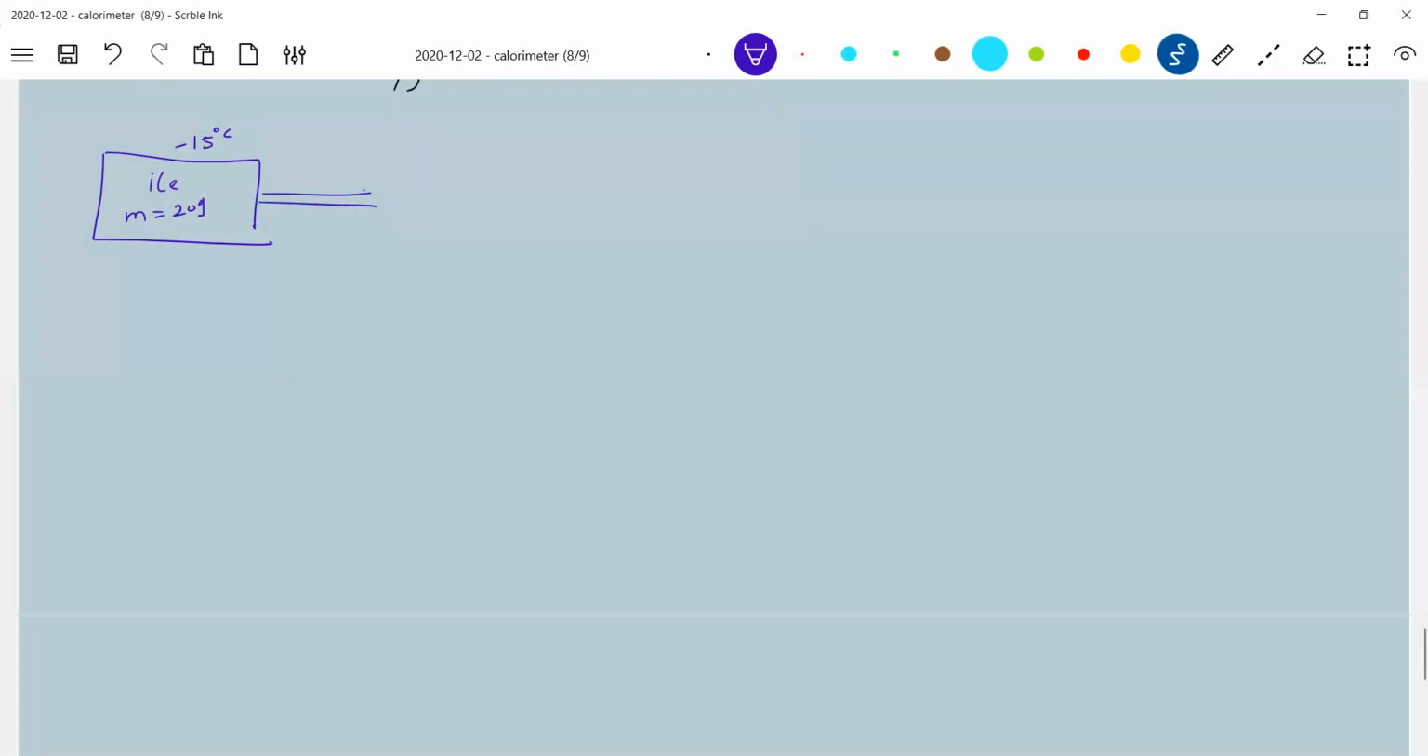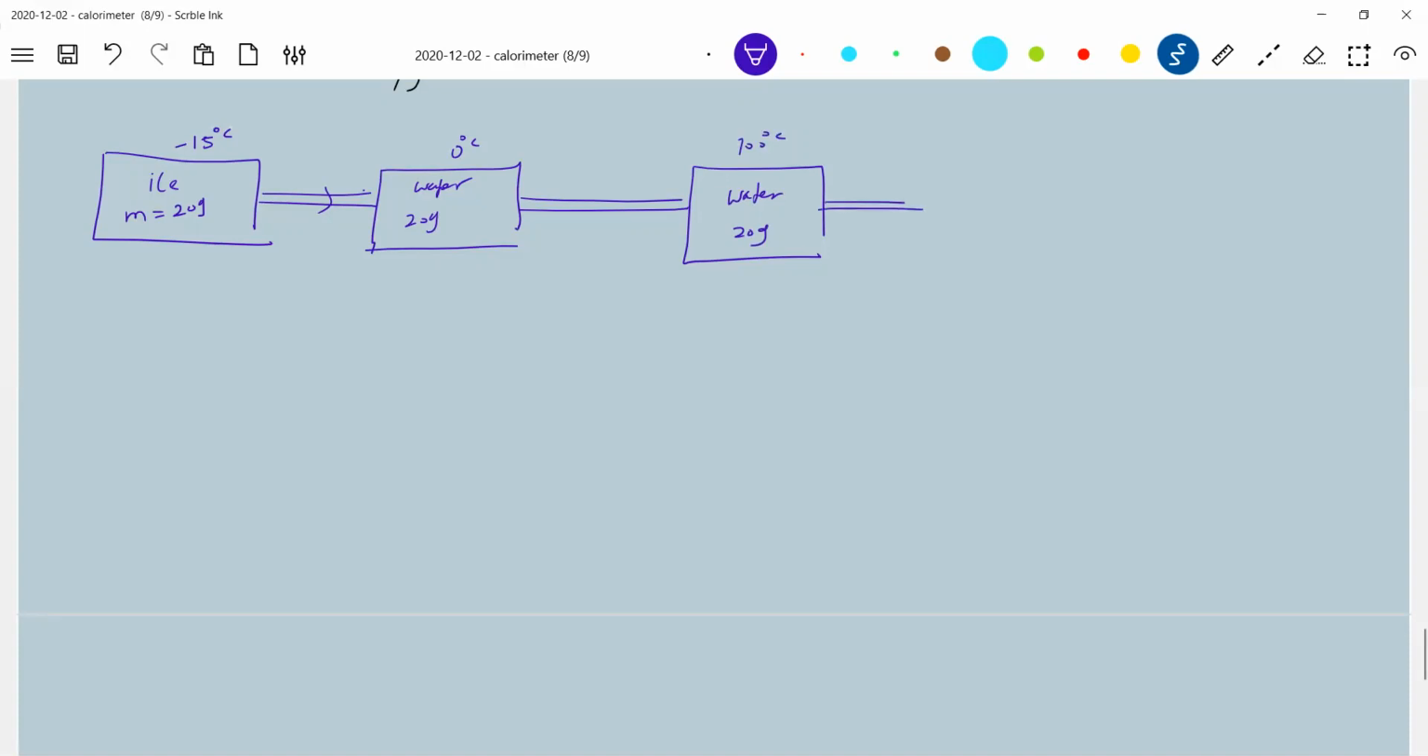First, it will become water, so 20 gram of water at 0 degrees Celsius. Then I will raise this temperature to 100 degrees Celsius. Then I'll convert the whole thing into vapor. What is the amount of heat I should supply?